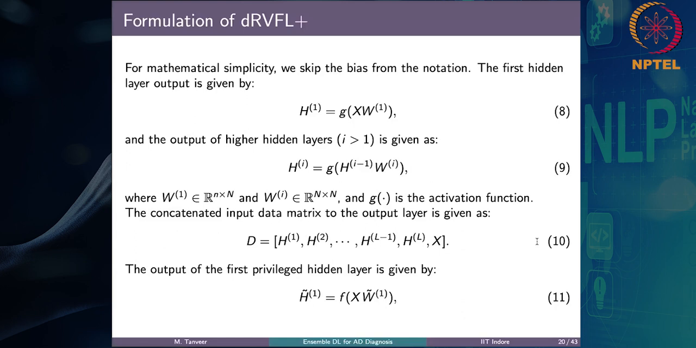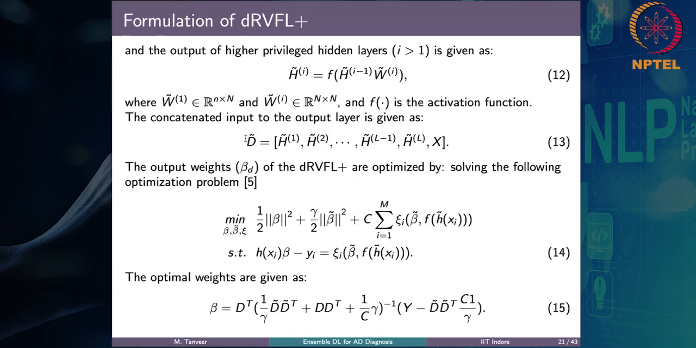And the output of the first privilege hidden layer can be represented as H tilde 1, and we have a different activation function f, that is f(X W tilde 1). Similarly, we have the higher layers, and we have the concatenated matrix for the privilege part.